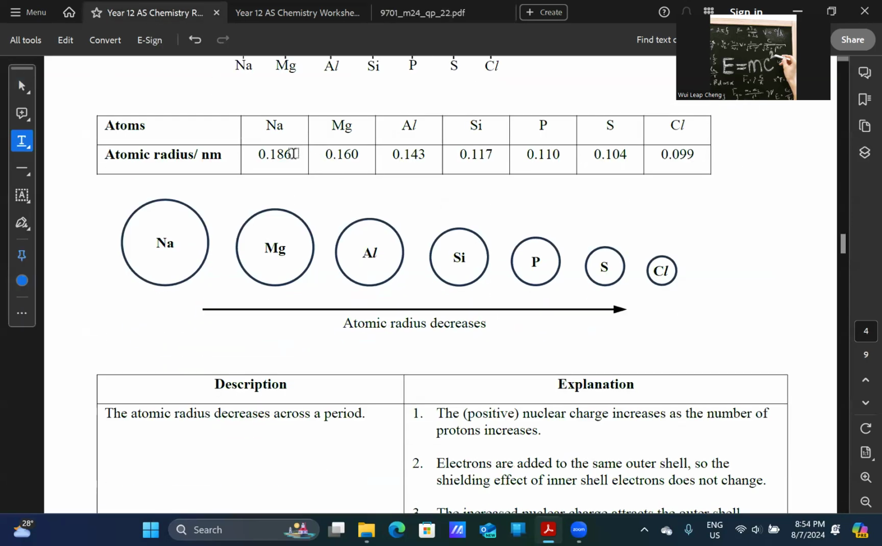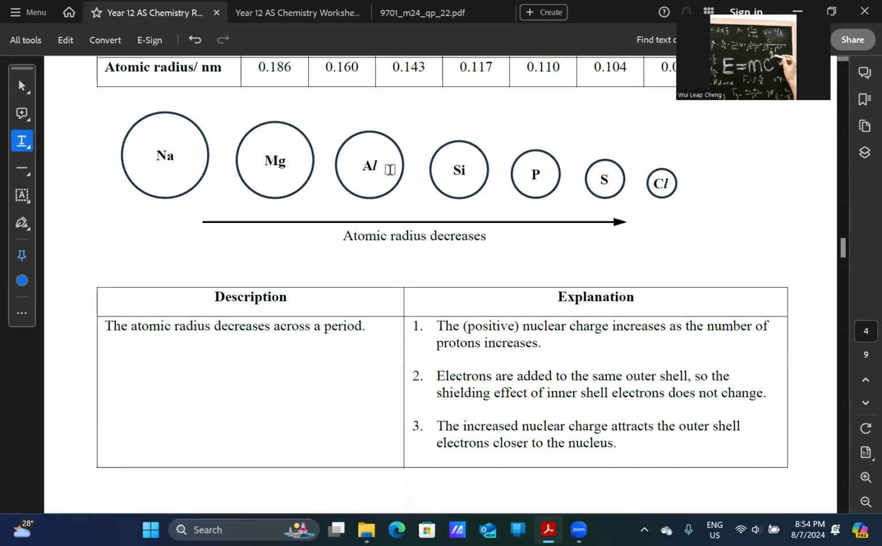Now, from group 1 to group 17. But when you see the changes to atomic radius, we do not discuss the transition element metals. From group 1, group 2, then straight to group 13, 14, 15, 16, and 17. So we do not discuss the transition elements here. Across a period, the atomic radius decreases.